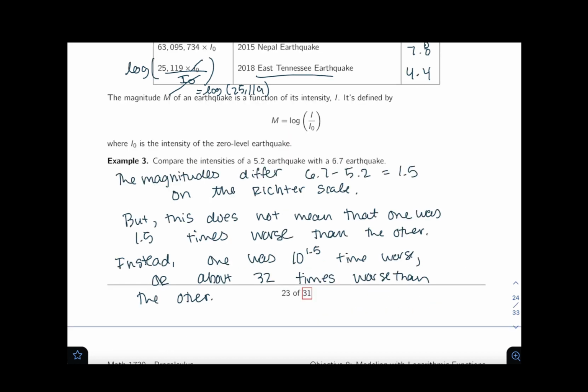Keep this in mind the next time there's a big earthquake and people in the news are comparing it to another one. An increase of one number on the Richter scale actually means an increase of 10 times worse. And an increase of 3 on the Richter scale means an increase of 10 to the 3rd times worse.